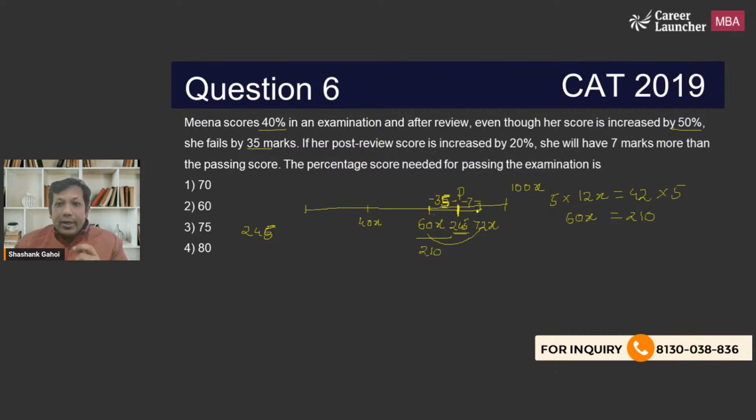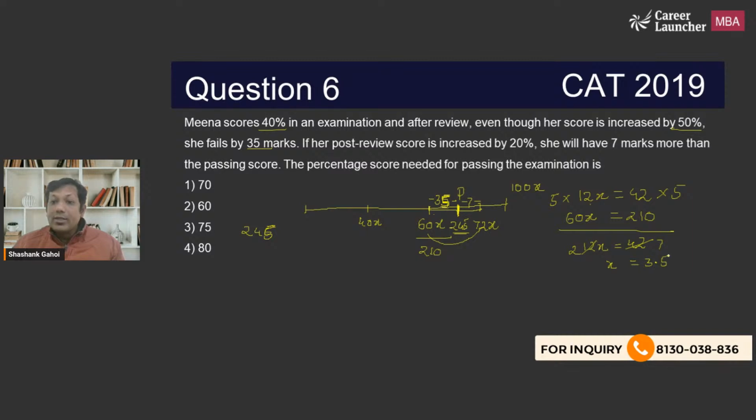Right? So if I need to calculate this, do I need to calculate everything? I can calculate. So I can say that 12x is 42. So what is the value of x? I can cancel it by 6. So 6 2s are 6. This comes out to be 7. So x comes out to be 3.5.